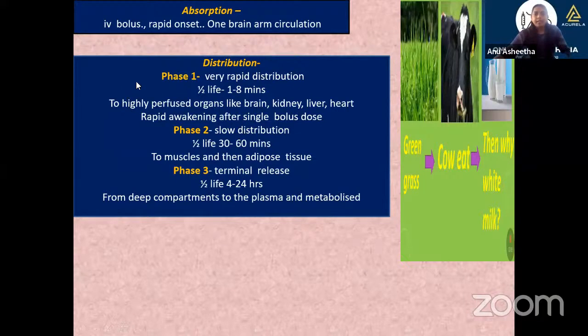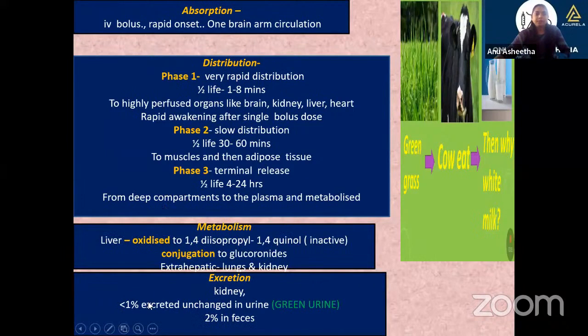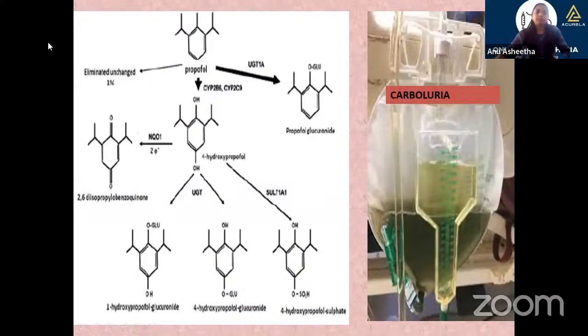Now, propofol as such is white, but gives out green urine, called carbonuria. This is due to the metabolic component phenols, from the metabolism of phenol derivatives and conjugation to glucuronides, which is responsible for the green color of the urine. So completely opposite to cows. Next, this is the metabolism of propofol. Propofol is first conjugated to glucuronide, forming propofol glucuronide, and 1- and 4-hydroxy propofol glucuronide. This is called the phenol compound, and it is responsible for the green urine. Excretion of phenols in urine is carbonuria.